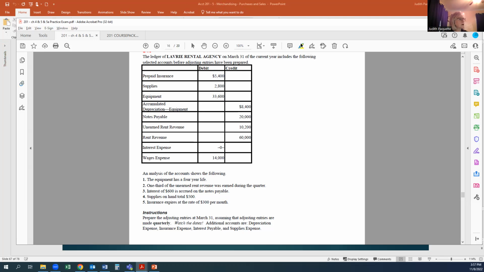So let's take a look at this. On March 31st of the current year, these are the balances before adjustments. The equipment has a 4-year life. Prepare adjusting journal entries, March 31st, assuming that entries are made quarterly. That's what I mean by dates. For depreciation, we know the journal entry is depreciation expense debit, accumulated depreciation credit. But what's the dollar amount and how do you calculate it? That's when you have to pay attention to the dates.